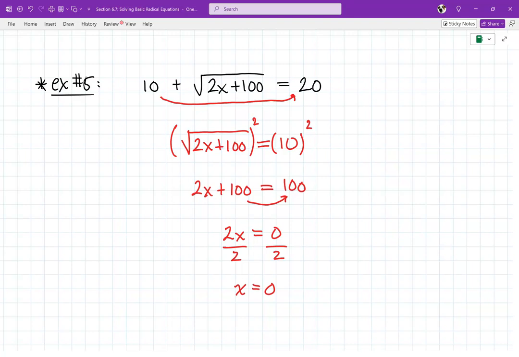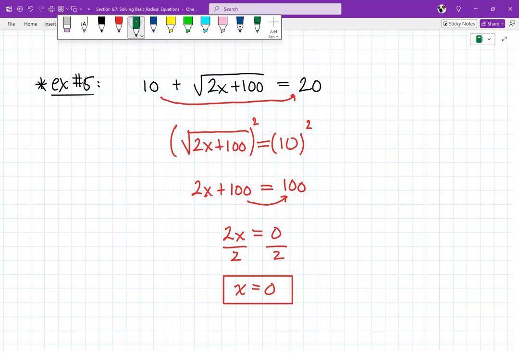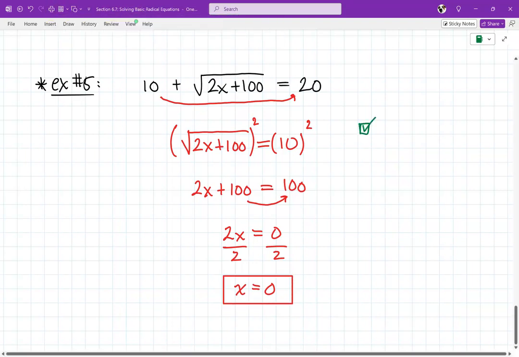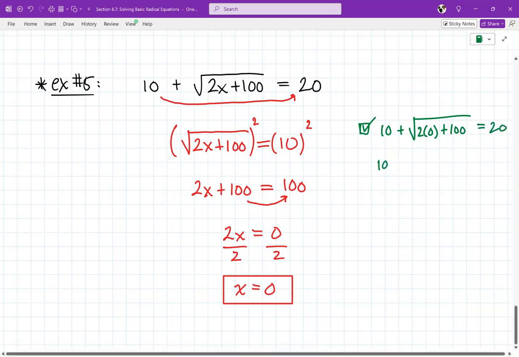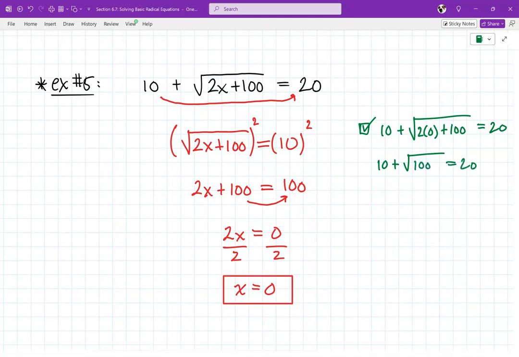Okay, so supposedly this is my answer. I'm going to check it, and then we're done. Okay, so the check step right here, I have 10 plus the square root of 2 times 0 plus 100 is equal to 20. 10 plus the square root of 100 is equal to 20. The square root of 100 is 10, and 10 plus 10 is 20. So I get that 20 equals 20. So again, that's good.